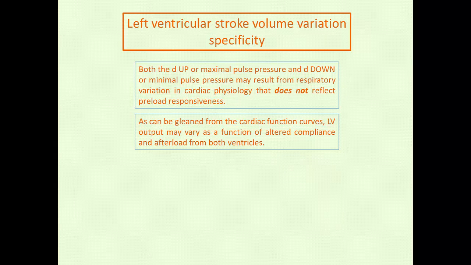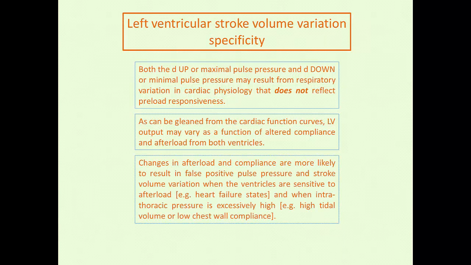If you increase right ventricular afterload, a few beats later you'll have a diminished left ventricular output, but that's not because the right ventricle was volume responsive, that's because the right ventricle was actually afterloaded inappropriately. Or similarly, direct afterloading of the left ventricle will impair its output. So these will diminish the specificity of left ventricular stroke volume variation or pulse pressure variation.